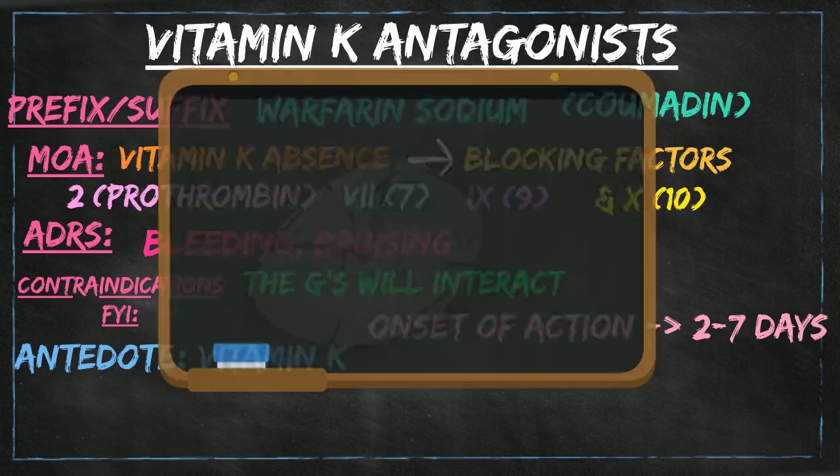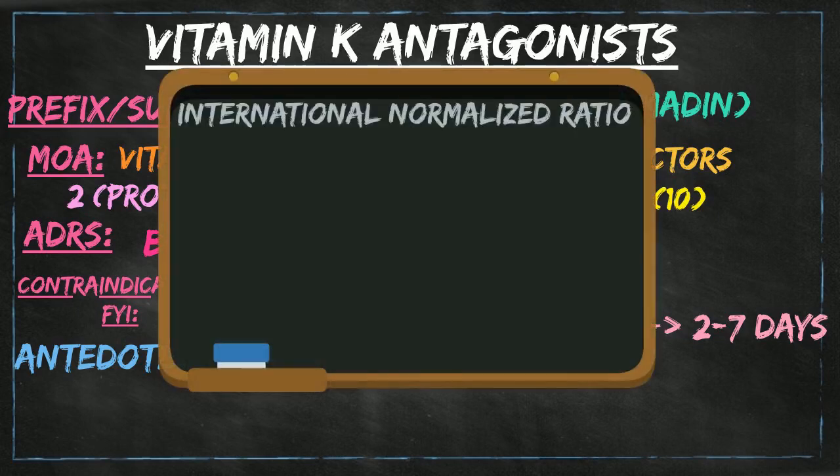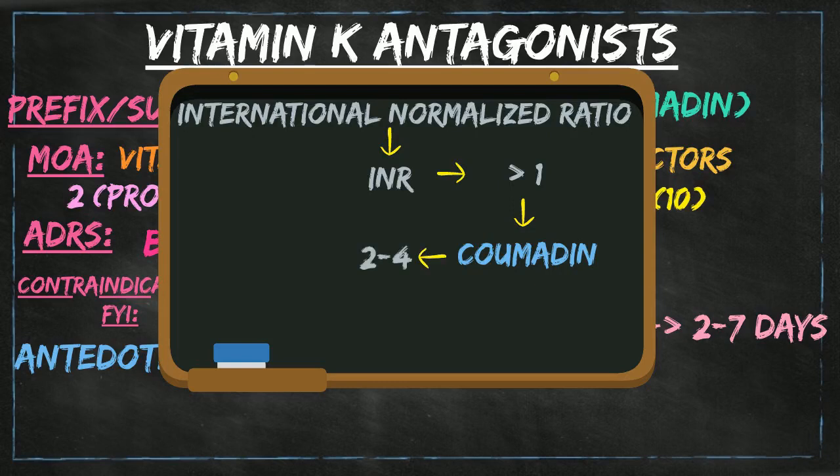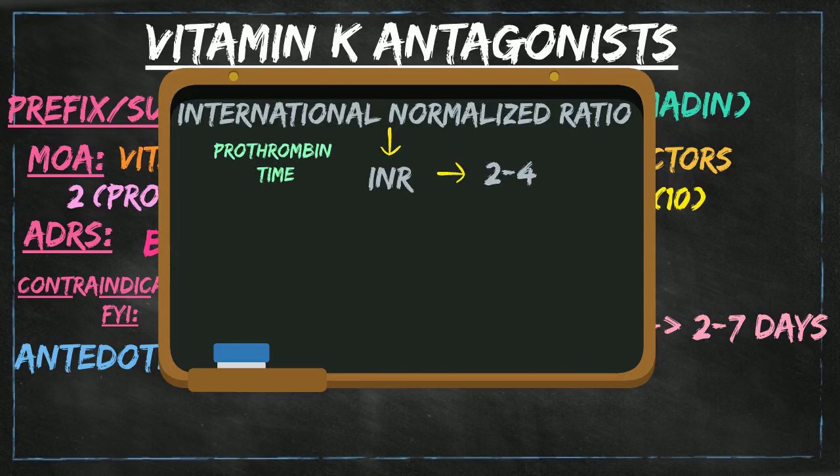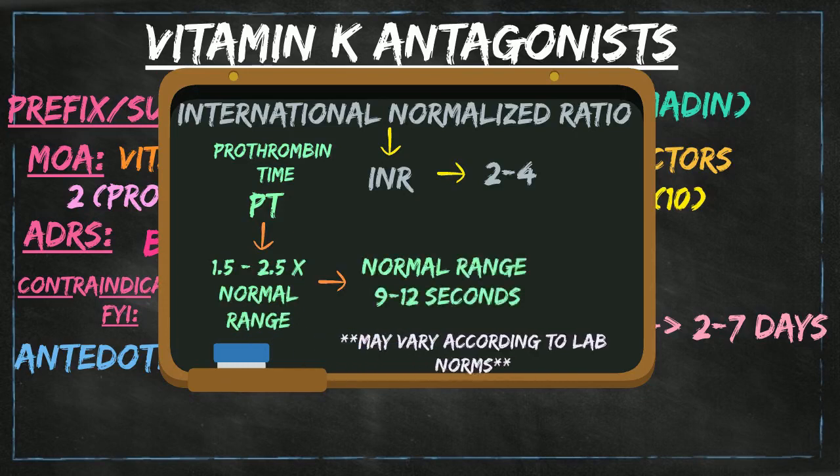The laboratory test that objectively measures the effects of Coumadin is the INR. A typical value is less than 1. However, for patients taking Coumadin, the desired range can be anywhere from 2 to 4, depending on the patient's diagnosis. A prothrombin time is another laboratory value that's useful to measure in combination with an INR. Like the PTT, a normal range is 1.5 to 2.5 times the normal value, which is typically 9 to 12 seconds.